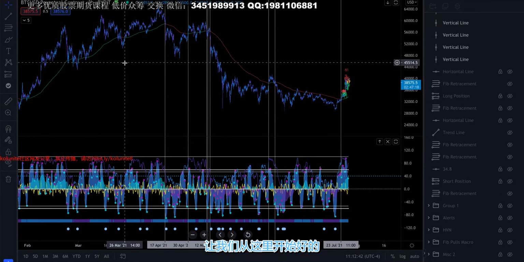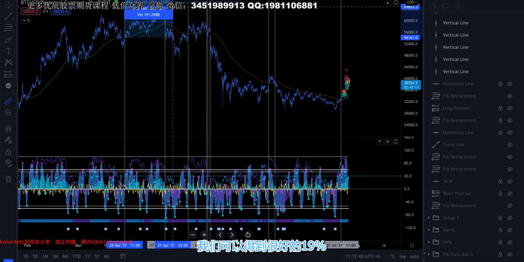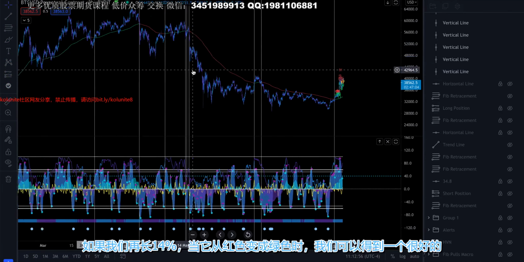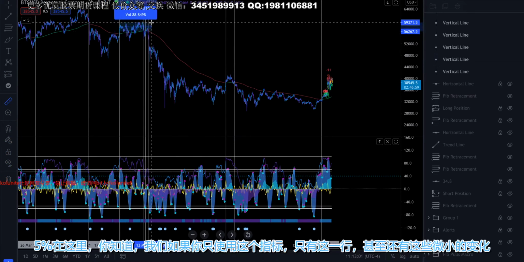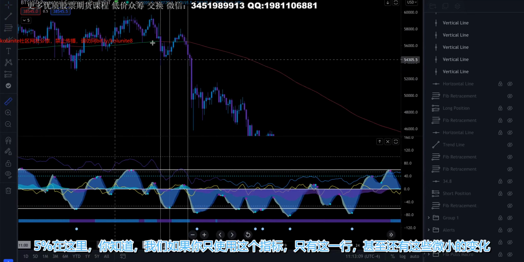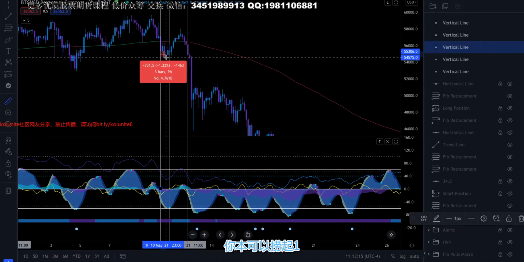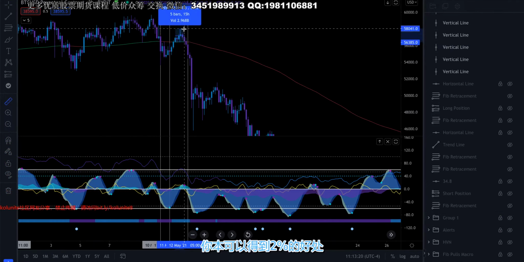Let's just start right here, okay? If we long when DBSI goes from red to green, we can get a nice 19%. If we short when it goes from green to red, well, then we can get a nice 14%. Again, if we long when it turns from red to green, we can get a nice 5%. In here, if you were only using this one line, even still, these tiny little changes right here, you short when it turns from green to red, you could have scooped up a 1.3% move. Again, from red to green, you could have scooped up a nice 2% move.